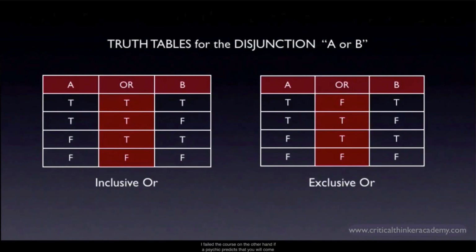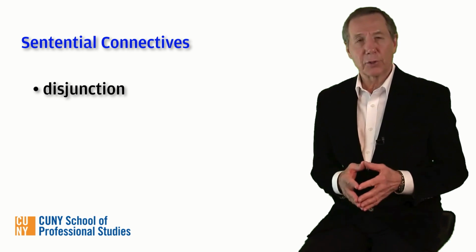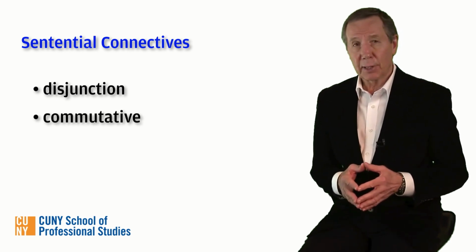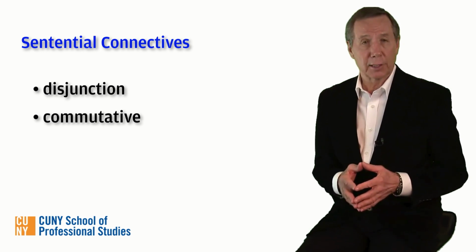On the other hand, if a psychic predicts that you will come into some money or meet a significant new person in the next month, that's probably an inclusive or, since they're probably not excluding the possibility that both might happen. But sometimes it's hard to know whether an "or" is intended to be inclusive or exclusive, and in those cases you might need to ask for clarification if an argument turns on how you read the "or." As with conjunction, disjunction is also commutative. In sentential logic, you may reverse the order of the disjuncts without affecting the truth value of the disjunction.